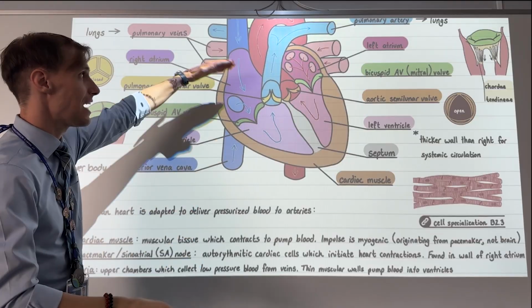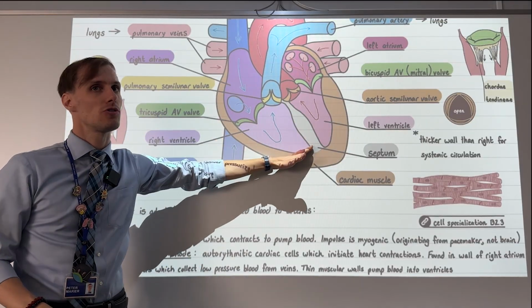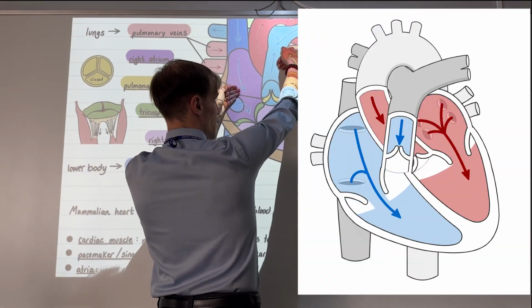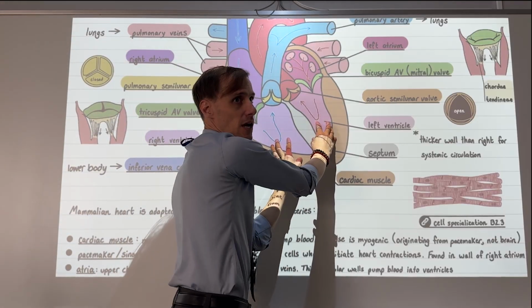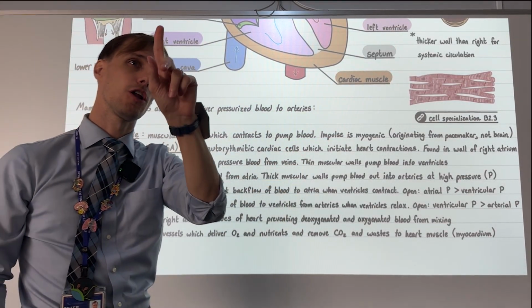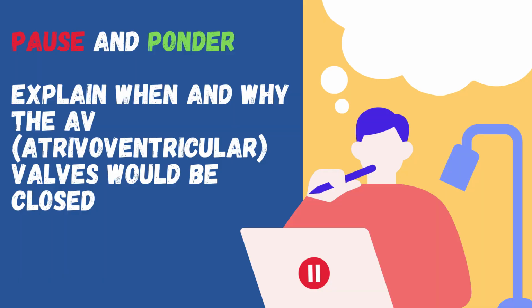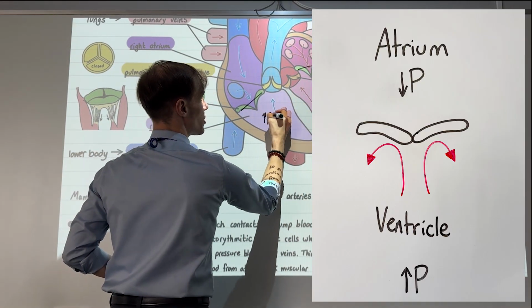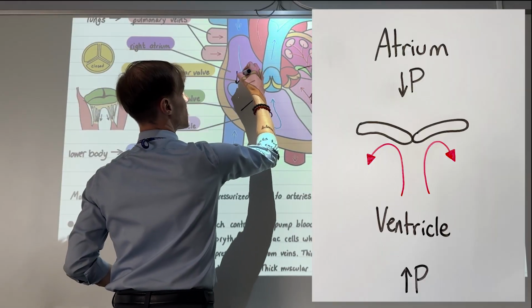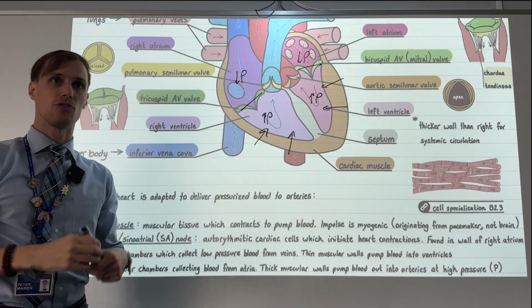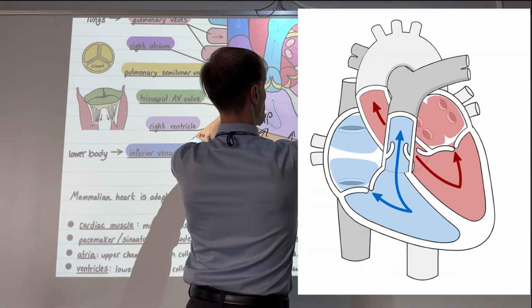So that means that when the atria are contracted, the ventricles must be relaxed. The atria contract, high pressure, and blood flows down into the ventricles. That would also mean then, when are the AV valves closed? If I want these to slam shut, then I need this pressure to be higher than this pressure. And again, how do I do that? Contraction. When the ventricles contract, this pressure becomes higher, and these slam shut.